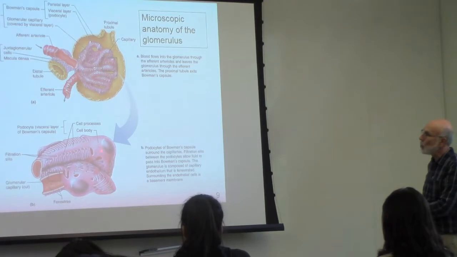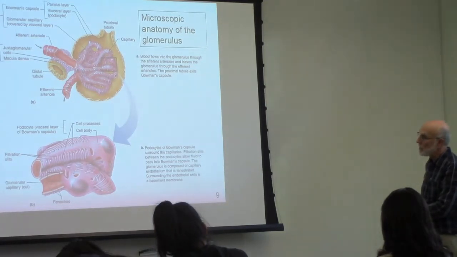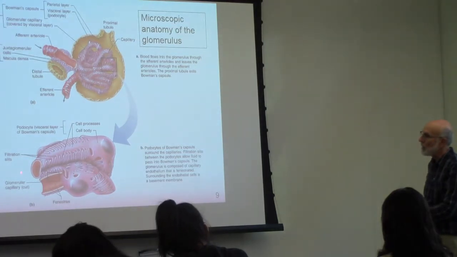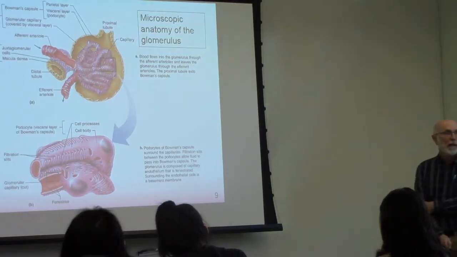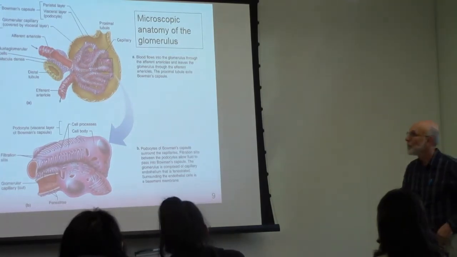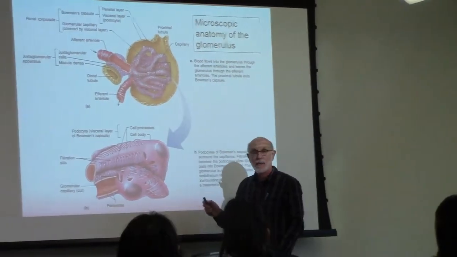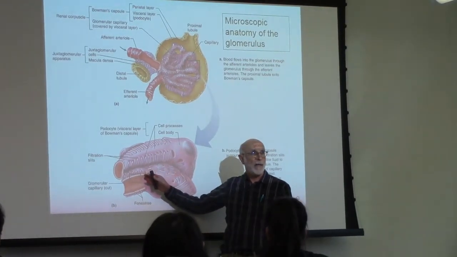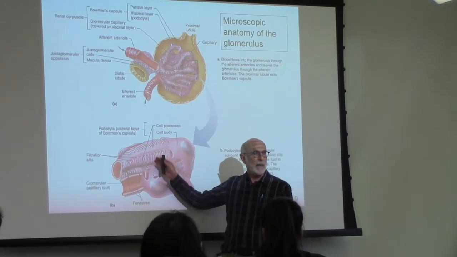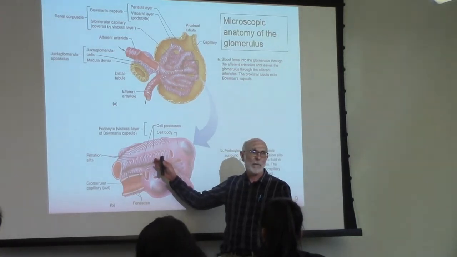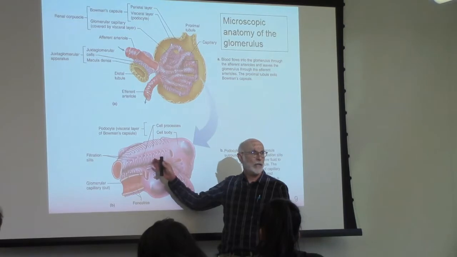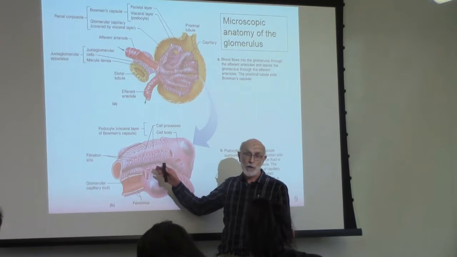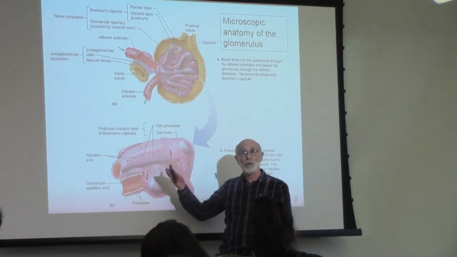Here is a podocyte wrapping, so there's the cell body of the podocyte. Here is a process of the podocyte. It's wrapping the endothelial cell of the glomerular capillaries. And the point is, this capillary and these podocytes are leaky. This is not a tight tube. This is a leaky tube. And it's leaky so that water can be filtered and small molecules can be filtered.